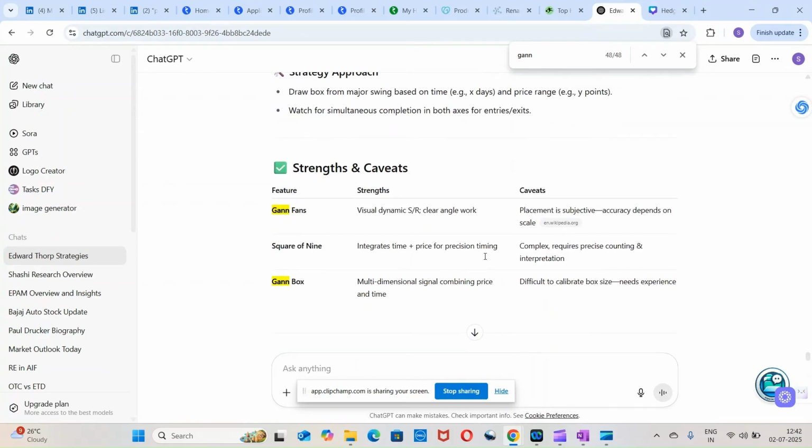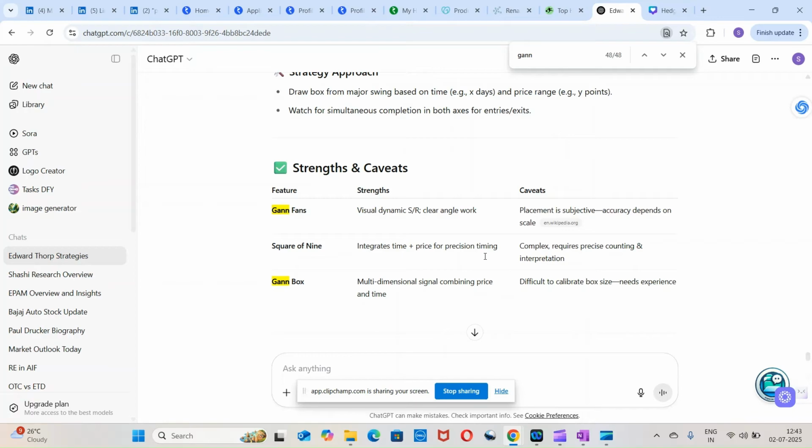So Gann fans provide visual dynamic support and resistance, with clear angled work. Placement is subjective, so you need to place it at the low or the top, and accuracy depends on scale. Square of 9 integrates time plus price for precision timing. It's complex and requires precise counting and interpretation. Gann box is a multi-dimensional signal combining price and time. So in all this Gann, price and time are both combined. Time is also being combined, not just the price.